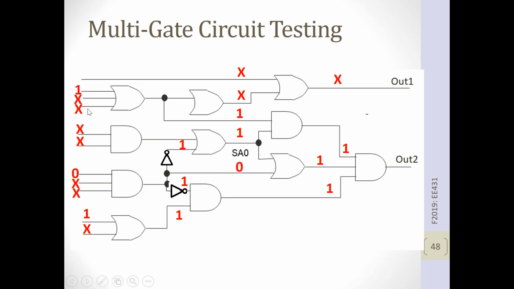As long as one of these wires is 1, we don't care whether the value on here is 1 or 0. As long as at least one of these wires is 0, and as long as one of these wires is 1, we should get a 1 on the output. But if we get a 0, we know we have a stuck at 0 fault.